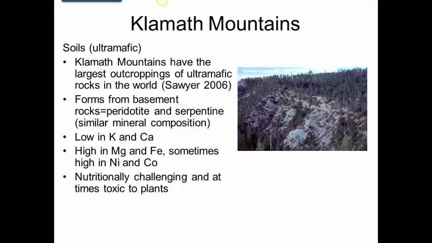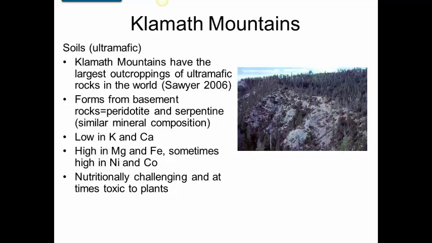So the Klamath Mountains include the largest outcroppings of ultramafic rocks in the world. And this is notable because these rocks are really unique. A lot of people refer to these rocks as basement rocks because they form relatively deep within the crust of the earth. And these include rocks called peridotite and serpentine. These are two kinds of ultramafic rocks.